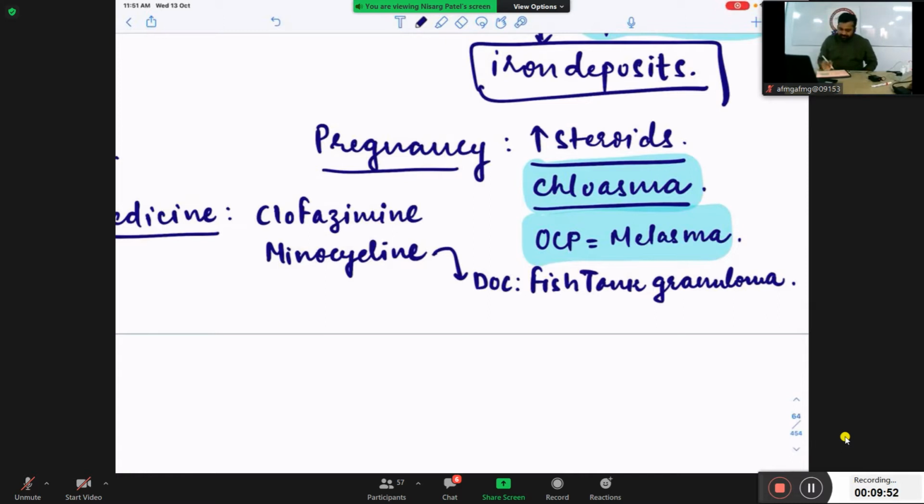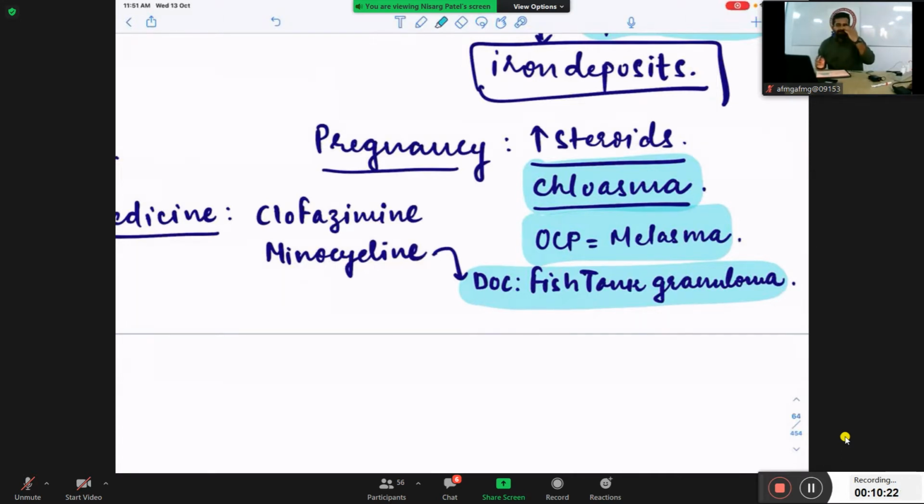And you know what is the causative agent of fish tank granuloma? It is Mycobacterium marinum. So how will you remember? Fish tank means it is an aquarium, right? So it is an atypical Mycobacterium, which is Mycobacterium marinum. Marine means sea creature, right? So remember like this, Mycobacterium marinum will cause fish tank granuloma.